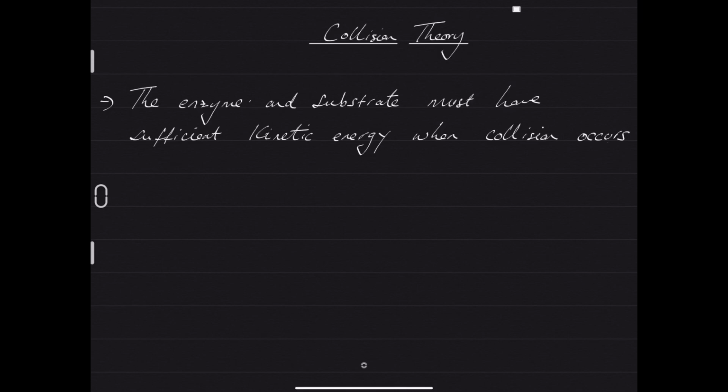Now, I'm not going to state what the kinetic energy is right now. I want you to think about that as we go through the lesson. It's one of the three. Where do you think the kinetic energy is going to be important? Which one of the three? So I'm just stating here collision theory, just an overall picture of how enzyme substrate reactions occur. The first one is the enzyme and substrate must have sufficient kinetic energy when collision occurs. Okay, if there isn't sufficient energy when the substrate and the enzyme collide, no product will be formed. The substrate will not be converted into a product. Okay, the next one is that collisions must be in a specific orientation.